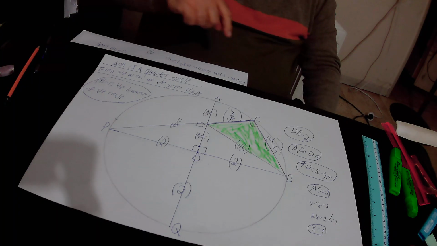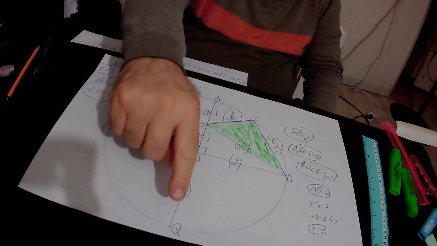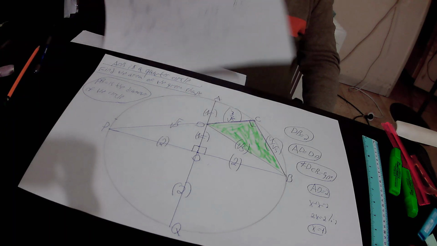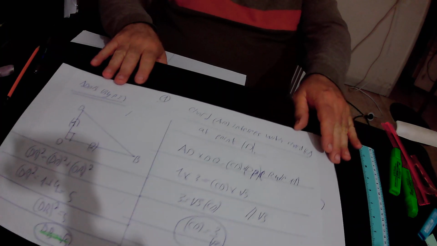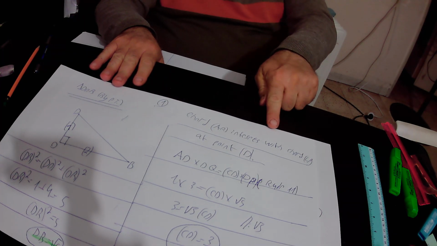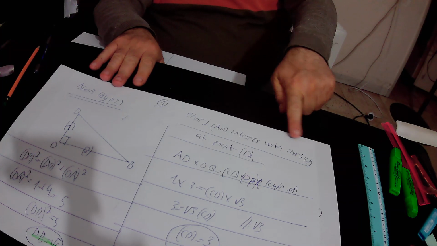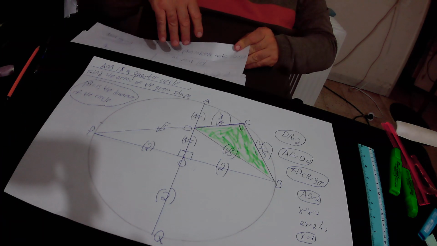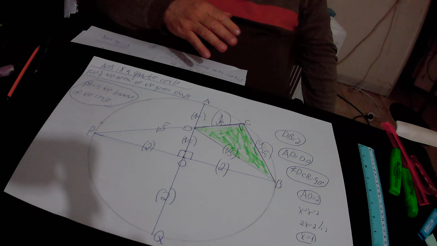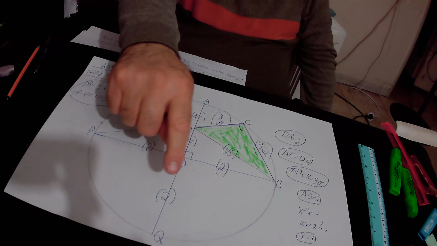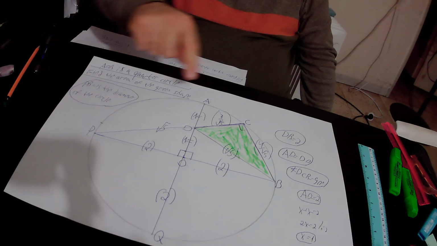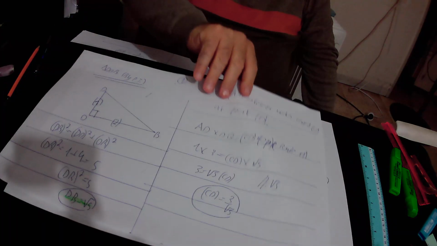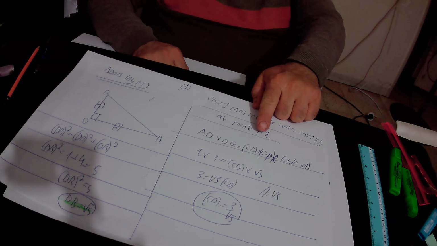Why? Because we have in our drawing chord AQ that intersects with chord CP at point D. And therefore, we can definitely implement here rule 11. According to rule 11, we get that AD times DQ equals CD times DP.